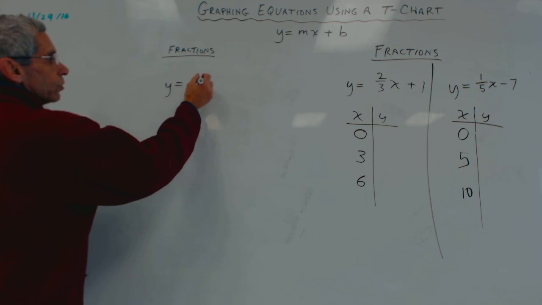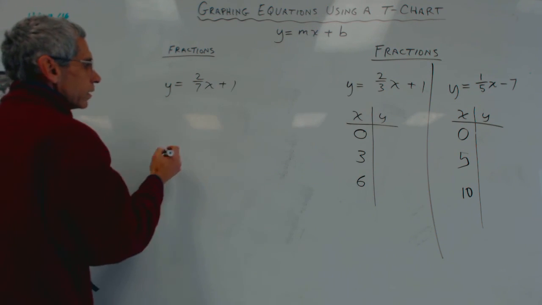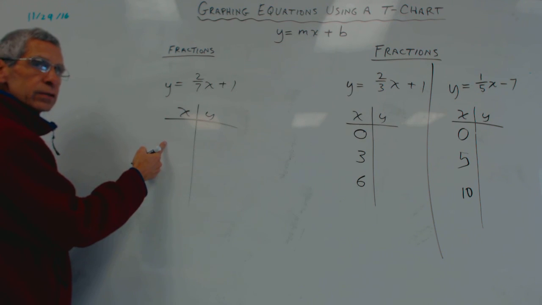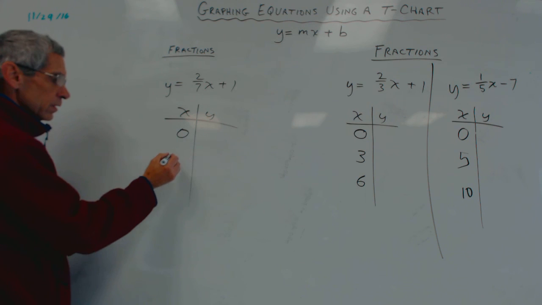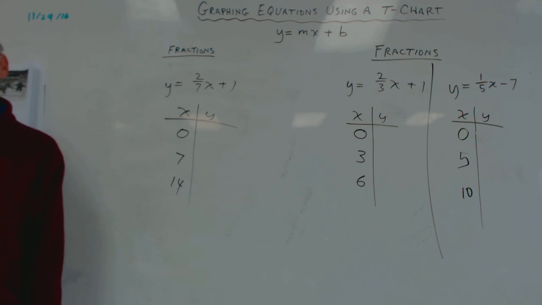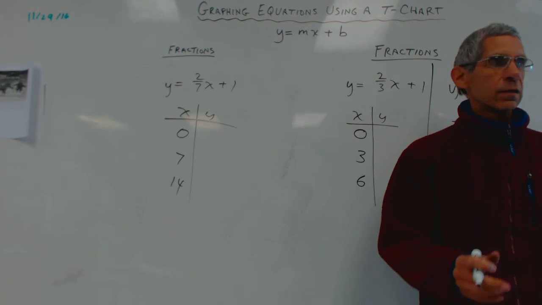Y is equal to 2/7 x plus 1. Okay, Raven. The first one is 0. Second one is 7. The third one is 14. Beautiful. And you will have no fractions in your y. Does that make sense? Everybody fist to 5. Do you guys get it?